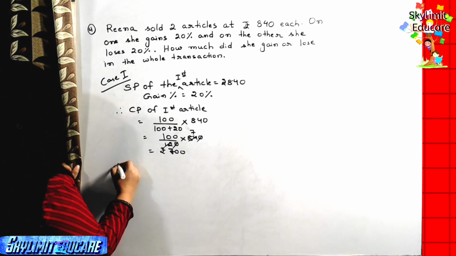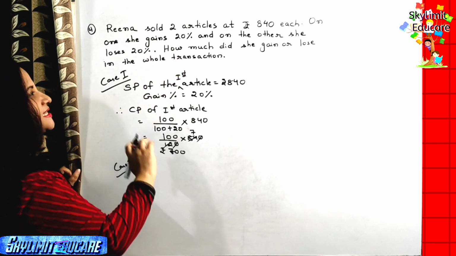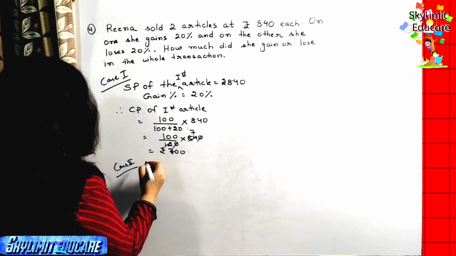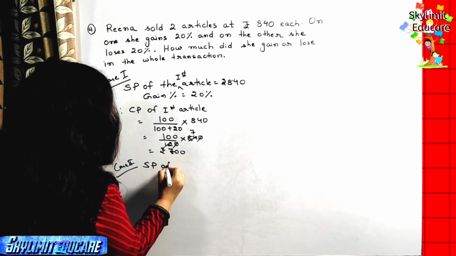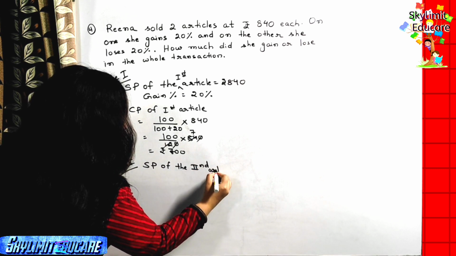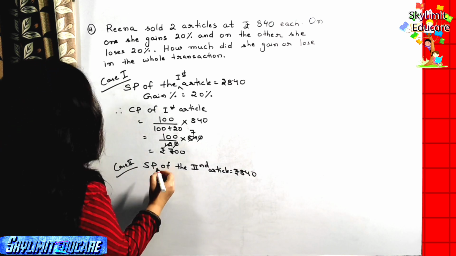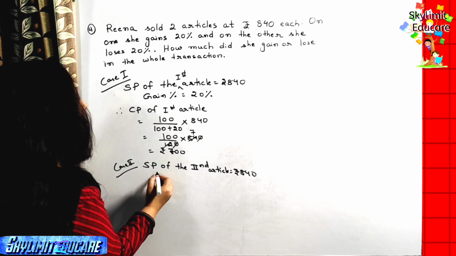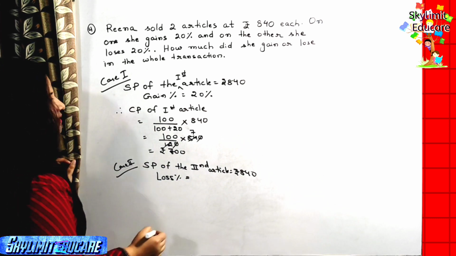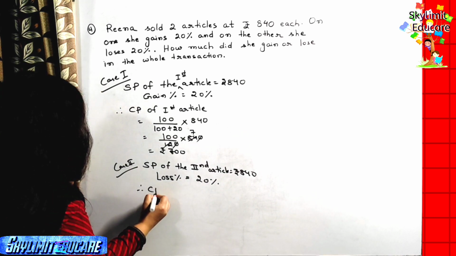Okay, now let's come to case 2. The selling price of the second article is also the same. It's given already in the statement. So SP of the second article is also rupees 840, but the difference is here there is a loss percent. After selling this article she got a loss percent of 20%.